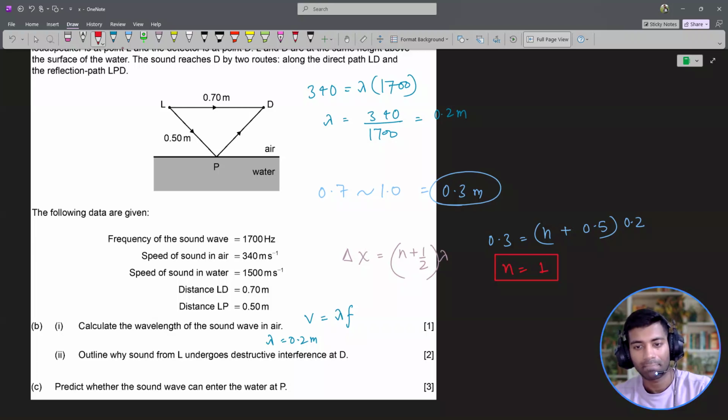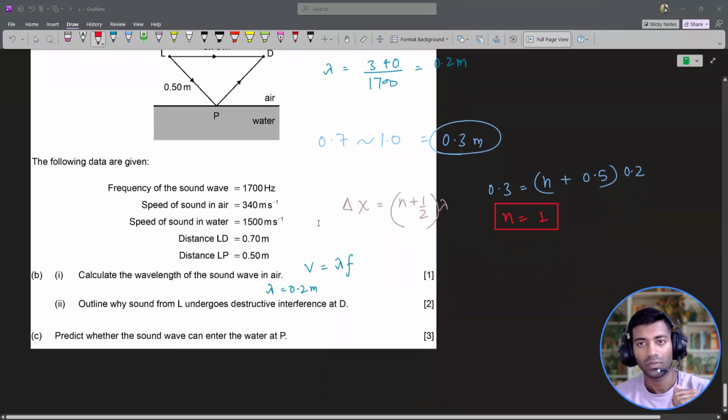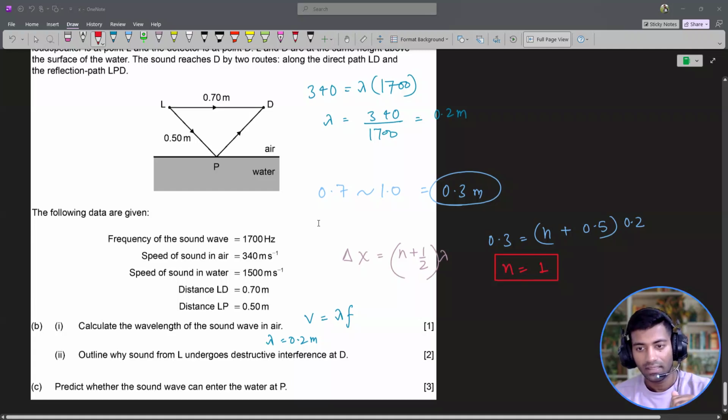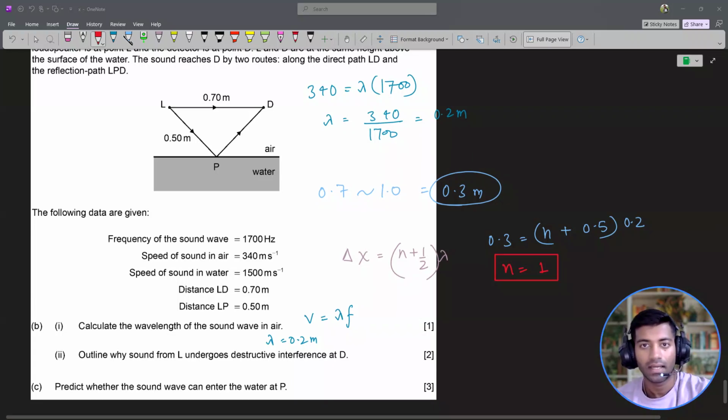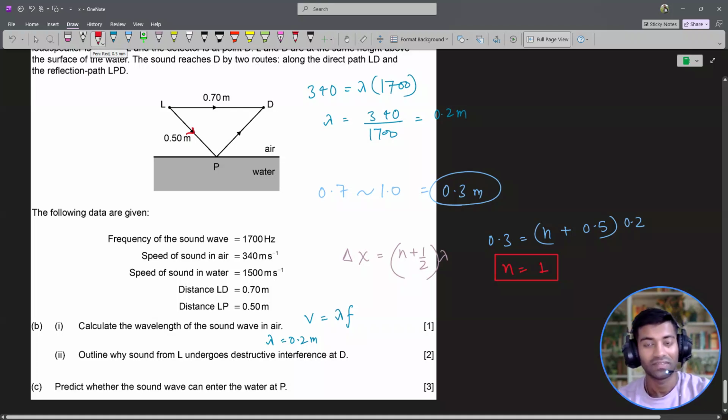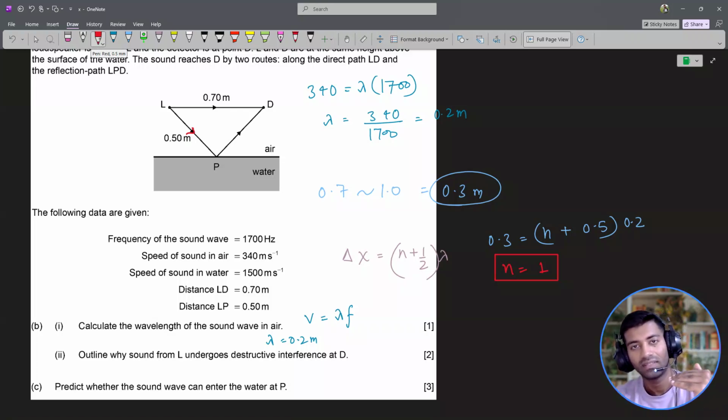Now, for the next part of the problem, we have to determine if the sound wave can enter water at point P or not. So here's what we're going to do. We look at the sound wave, actually not the light wave, the sound wave traveling from L to P, and then we have to check if the sound wave will refract into water or not. Well, the best way to check that is to implement Snell's law.